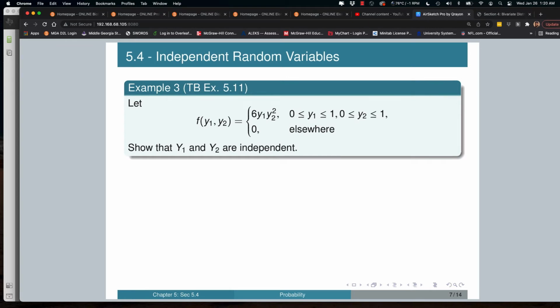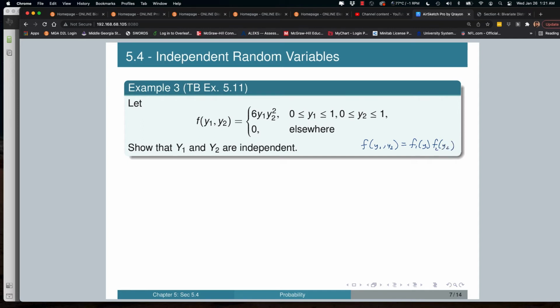So example 3 is the next example in the text, but it's a good example. And they want us to show that y sub 1 and y sub 2, in this case for this continuous bivariate function or joint function, the 2 random variables are indeed independent. Well, we have to use the formula that we saw on that slide, which says we need to take the original function f of y sub 1 and y sub 2, and we have to show that it equals the marginal functions f sub 1 of y sub 1 multiplied times f sub 2 of y sub 2.